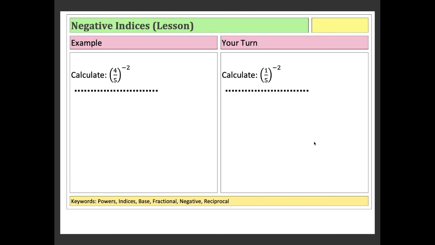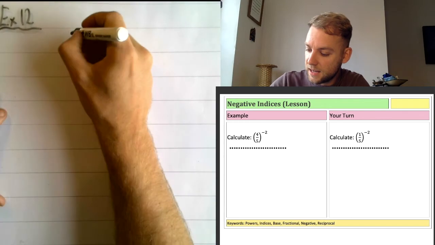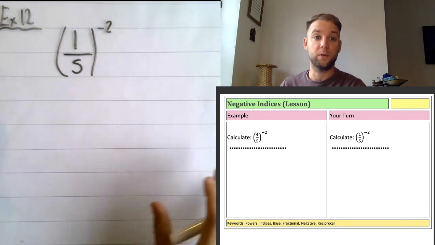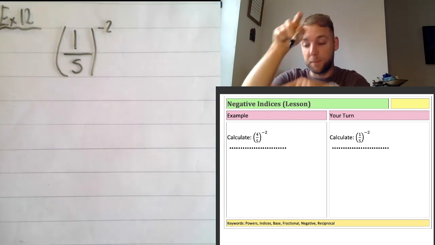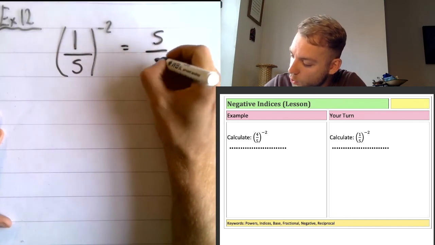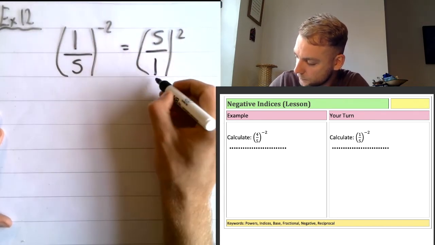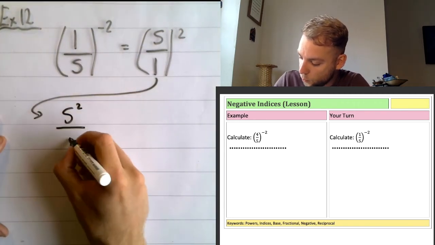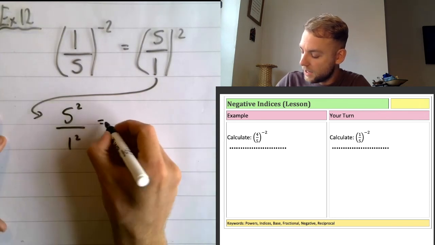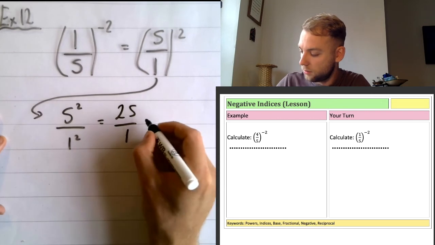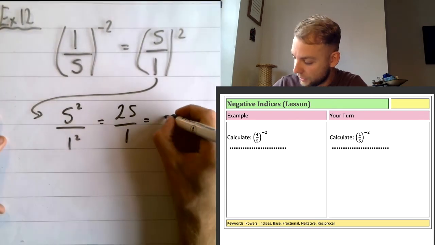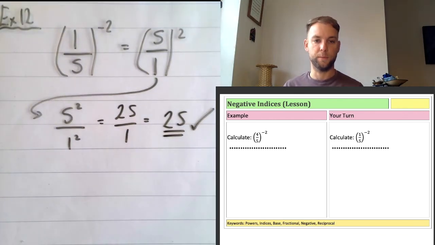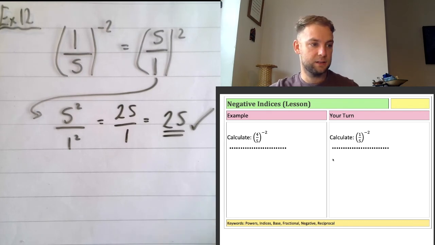Okay, let's have a go at it together then. In this case, I've got 1 over 5 to the power of -2. So I'll deal with the negative first. The negative, to remember, means to flip it round. So this is going to be 5 over 1 to the power of 2. Then I'm going to square the top and square the bottom. So 5 squared over 1 squared is equal to 25 over 1. And I can actually do that, can't I? 25 divided by 1 is just equal to 25. And there's your final answer. Brilliant. Super. Okay, hopefully you smashed that.